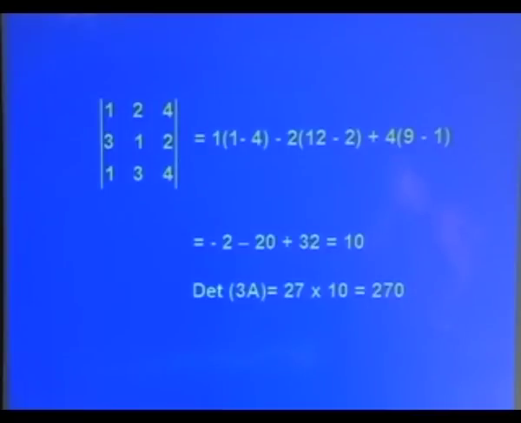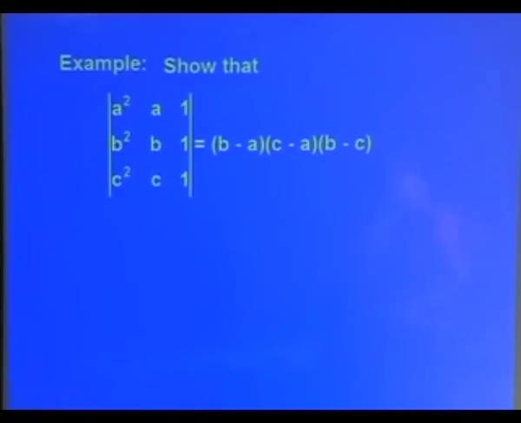Finally, the determinant of 3A: A is a 3 by 3 matrix. The determinant of A is known, and since 3A means I am multiplying each and every row by 3, it is 3 raised to power 3, that is 27 into 10. So, the determinant of 3A comes out to be 270.